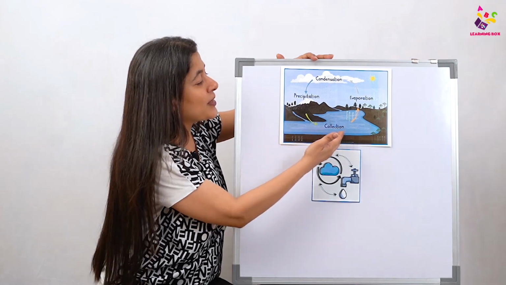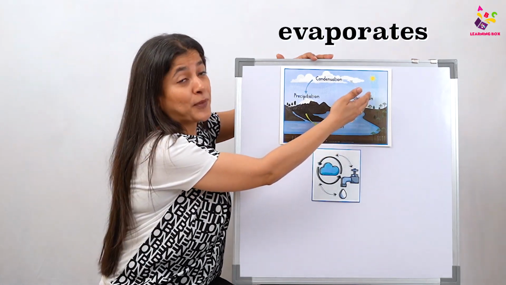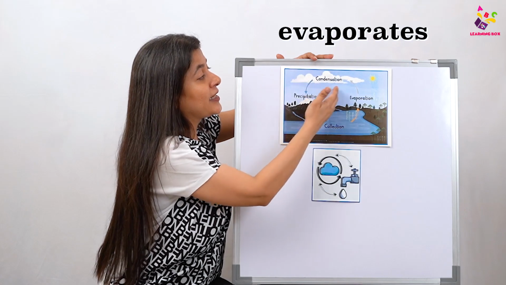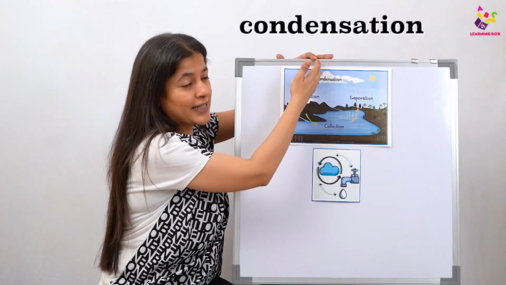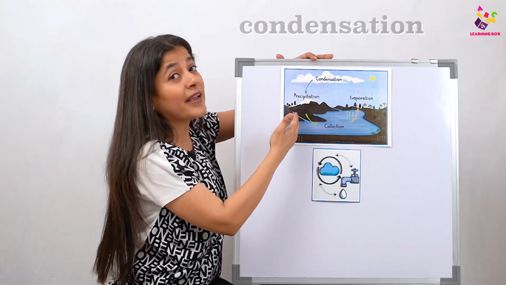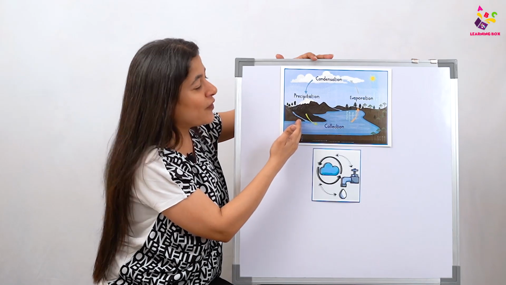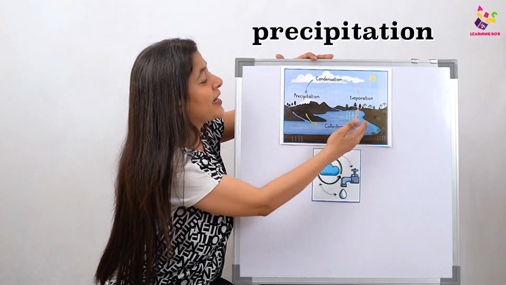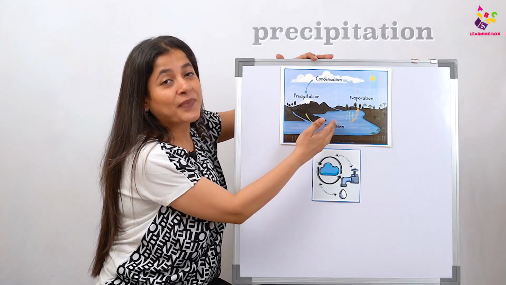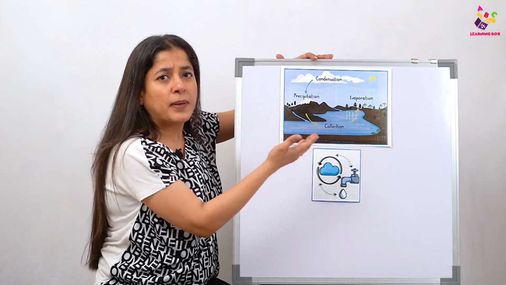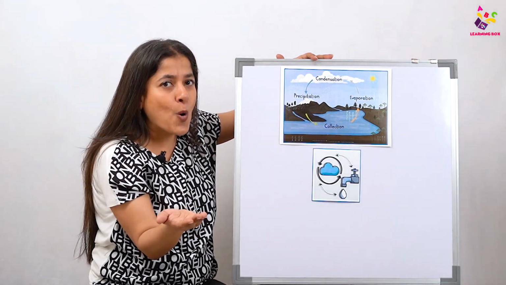Yes, so it goes up, which is evaporation. Then it gets collected in the clouds, which is condensation. It comes back in the form of rain, which is precipitation, and it gets collected again in the lakes and rivers. But then how does it come home?